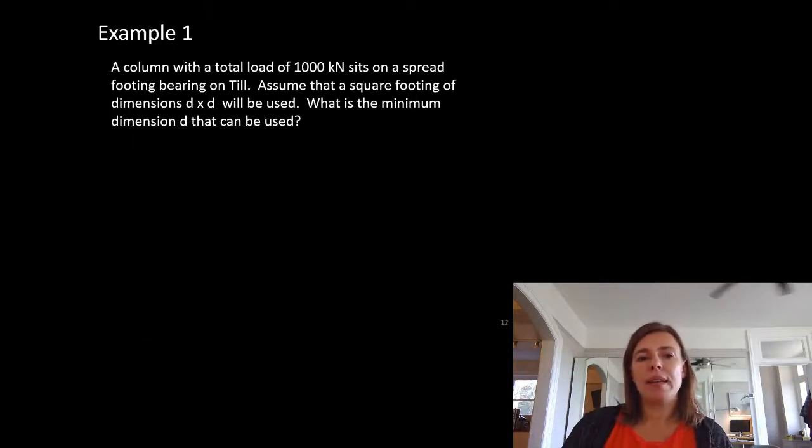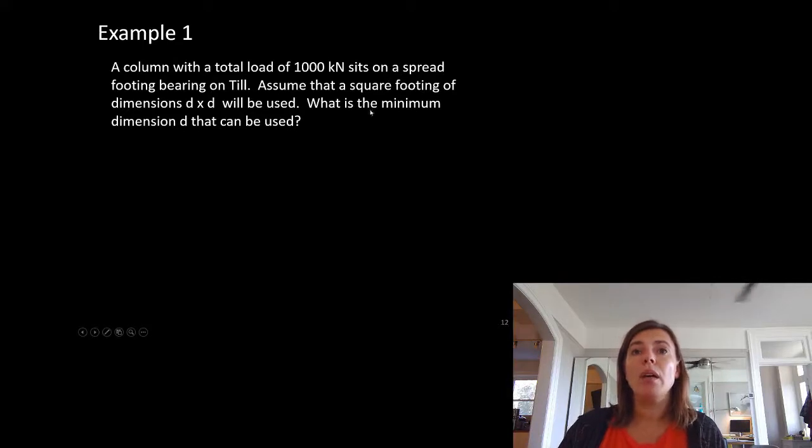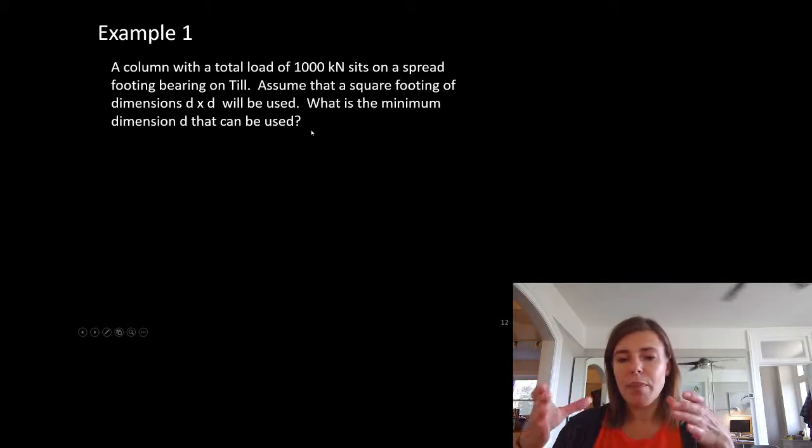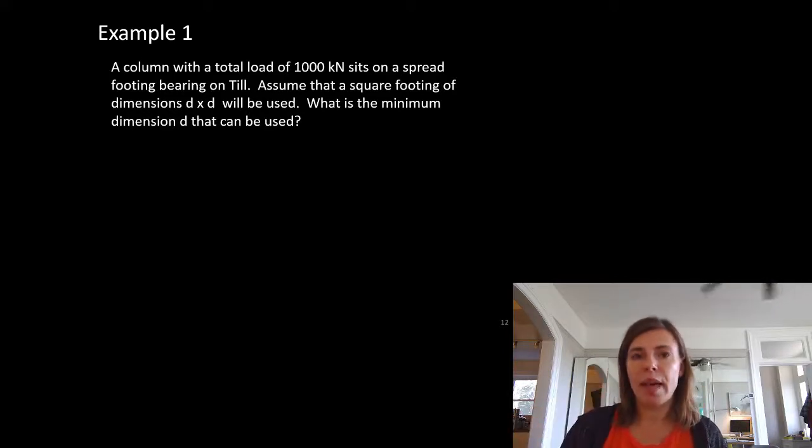So let's take a look at an example. We have a column with a total load of 1,000 kilonewtons, and it sits on a spread footing bearing on till. Assume that a square footing of dimension D by D will be used, so it's going to be the same dimension on both sides. It's square. What is the minimum dimension D that can be used? Remember, our footing can be bigger, but it can't be smaller than what we need. We can over-design it, but we can't have it smaller than that.